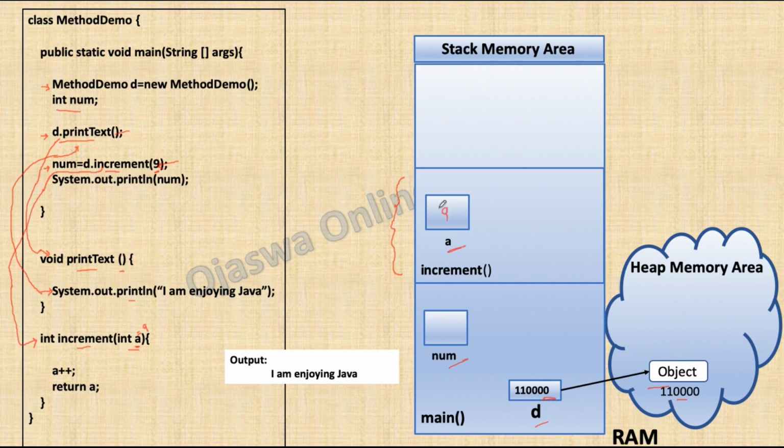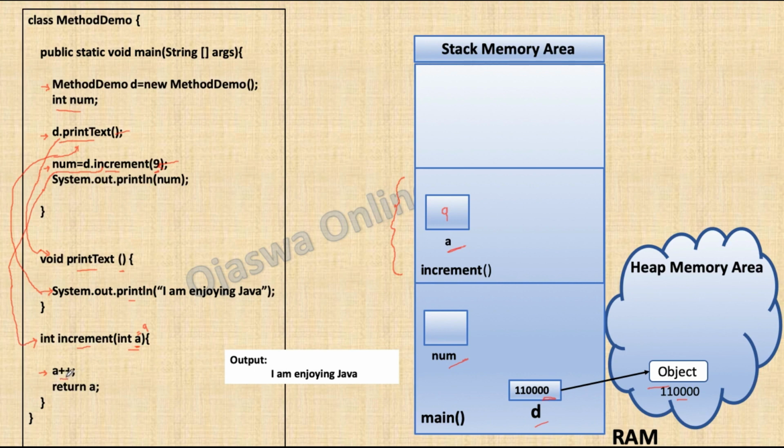Variable a is a primitive variable. It is not an object. Hence, value 9 will be stored here itself in the stack. Once the memory for the parameter is reserved, the code inside the method will execute. And what code are we writing? The first statement is a++.